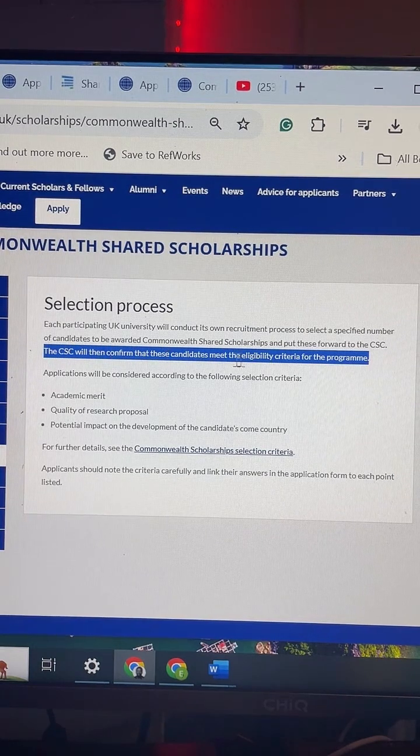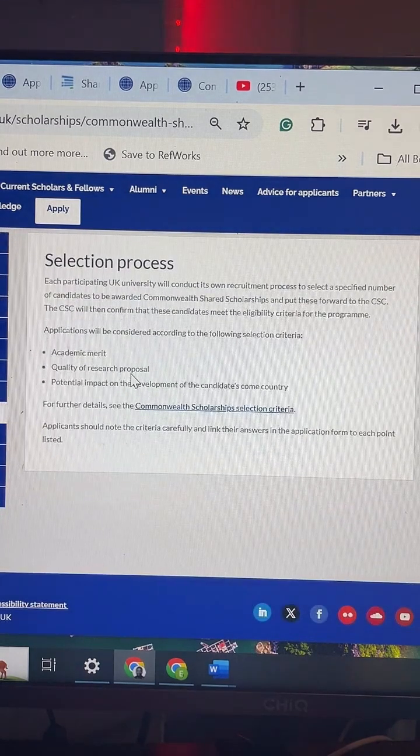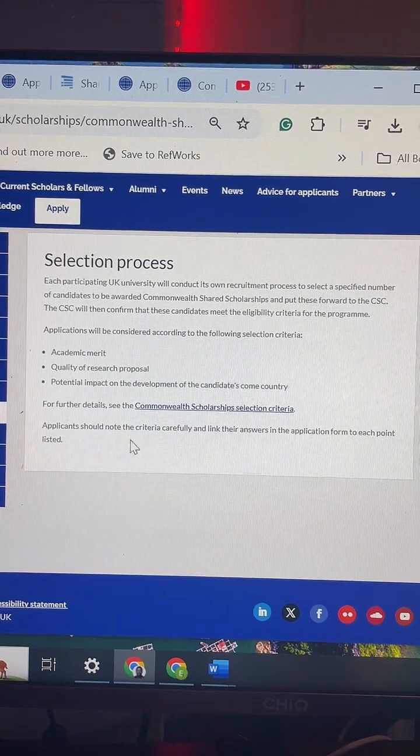So just as it stated here, the CSA will then confirm that these candidates meet the eligibility criteria for the program. And then the applications will be considered according to, just as we looked at the grading system, academic merit, and the quality of the research proposal, which is just mostly for the PhD, it's not for masters. And then the potential impact on the development of the candidate's home country.